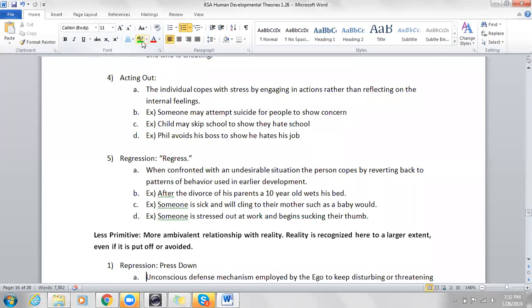3 examples. Example 1, after the divorce of his parents, a 10-year-old wets his bed. 10-year-olds don't really wet the bed, but this was so stressful for him that he reverted back to a younger age. Example number 2, someone is sick and will cling to their mother such as a baby would. Example 3, someone is stressed out at work and begins to suck their thumb. Sucking the thumb is an old behavior, but in stressful situations, it can be comforting for some people.